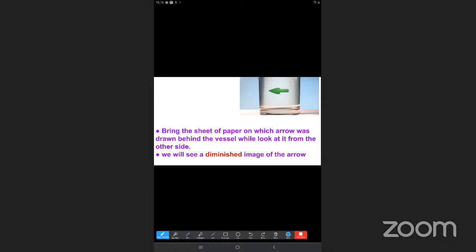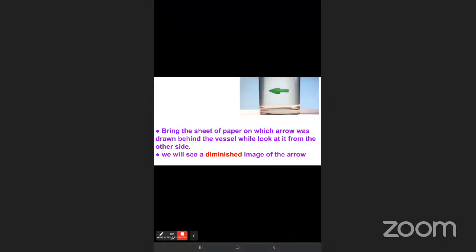So first of all, we need to take one paper and draw an arrow on that paper. Now take an empty transparent vessel and keep it on the table. Ask your friend to bring the sheet of paper on which the arrow was drawn behind the vessel while you look at it from the other side. Now we have kept this paper behind the glass and we are observing from the other side of the glass. So we will see a diminished image of the arrow.